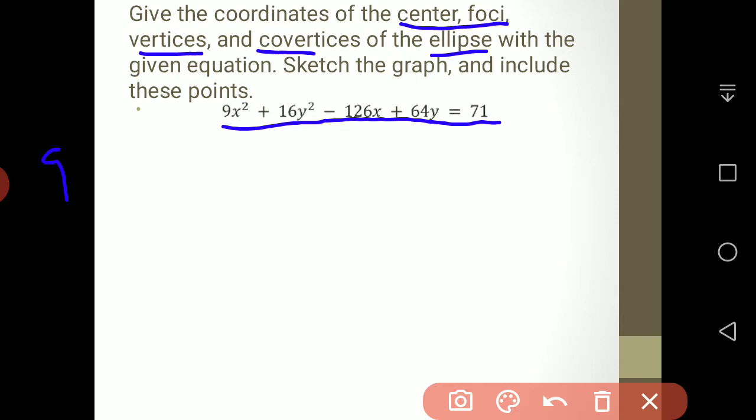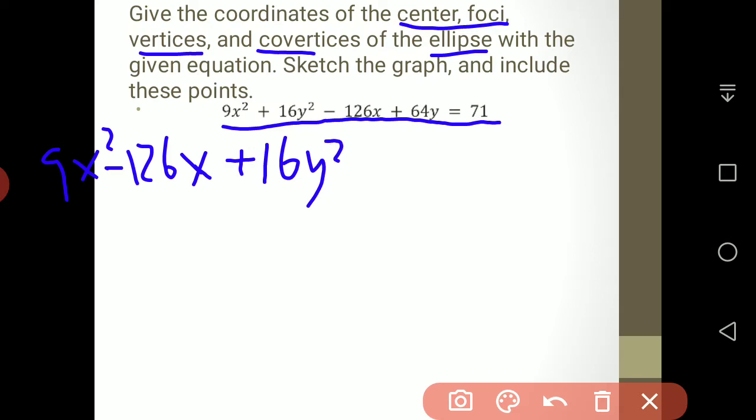So 9x squared shall be grouped with 126x, since both of them are x terms, plus 16y squared plus 64y, since both of them are also y terms, is equal to 71. Our constant will be isolated on the right hand side of our equation.